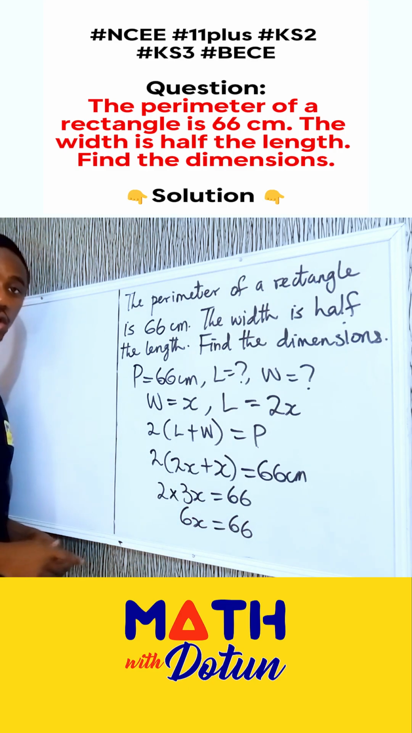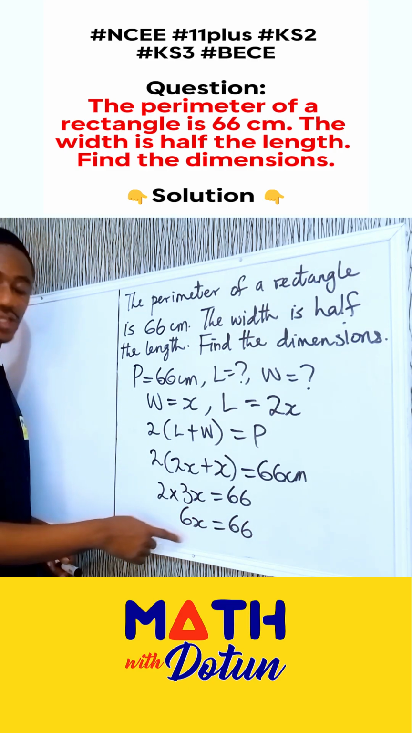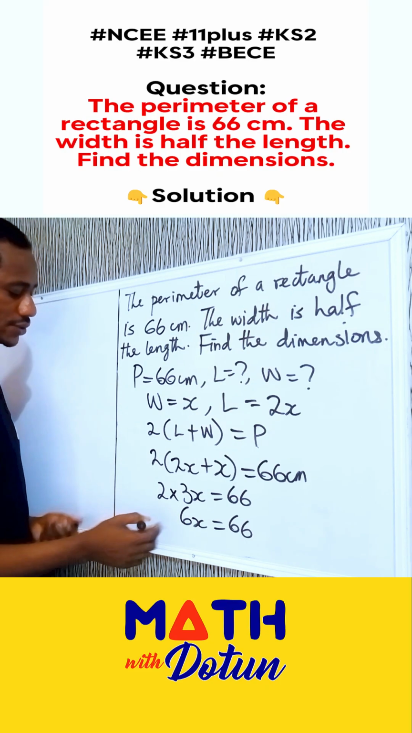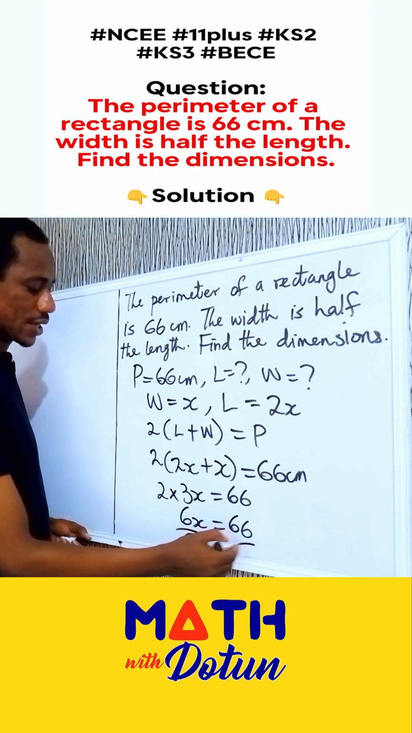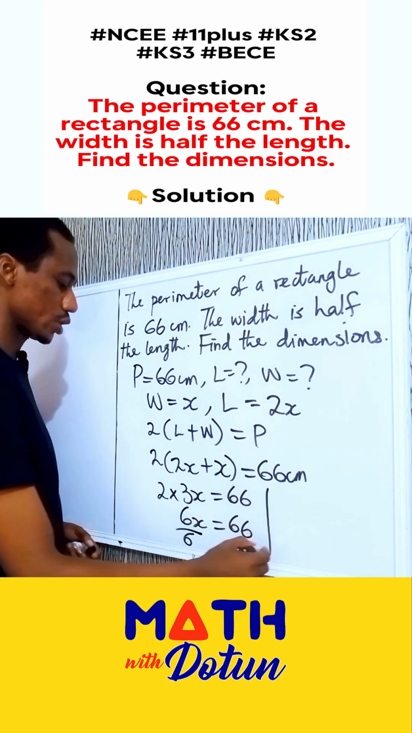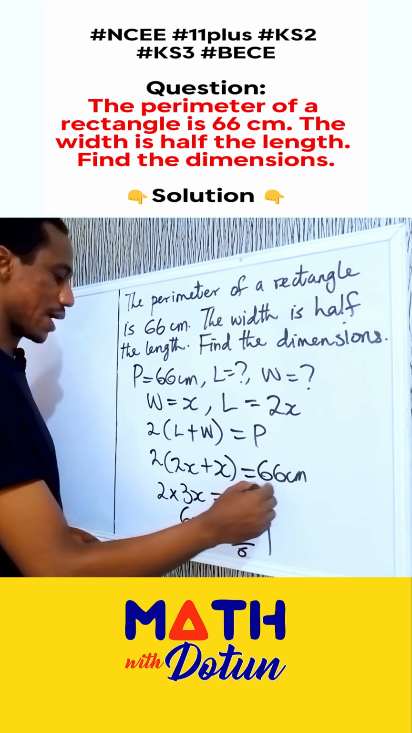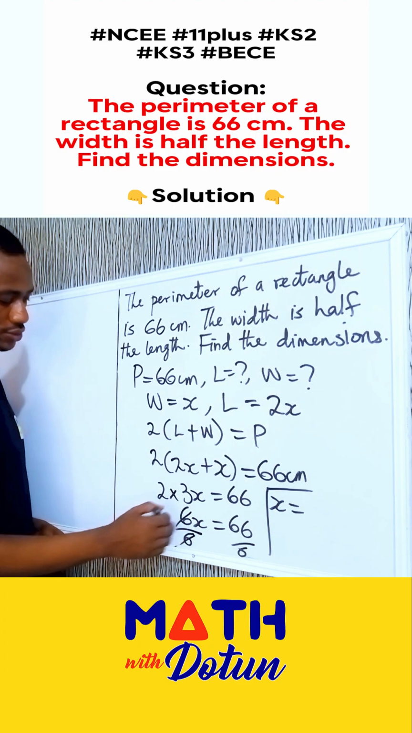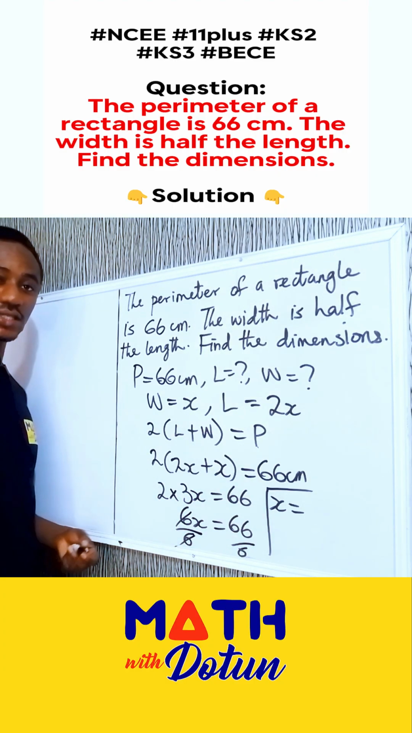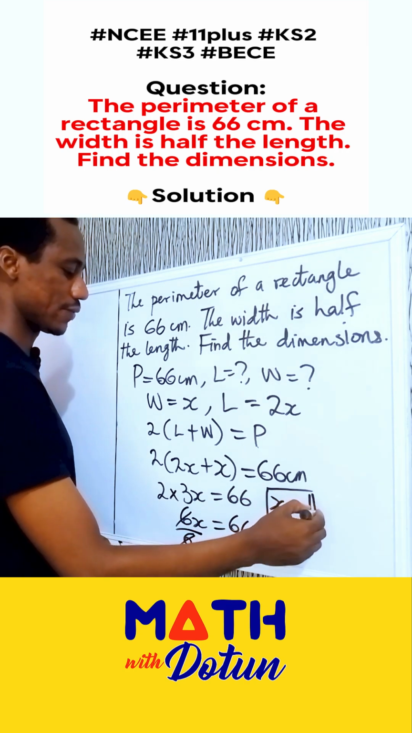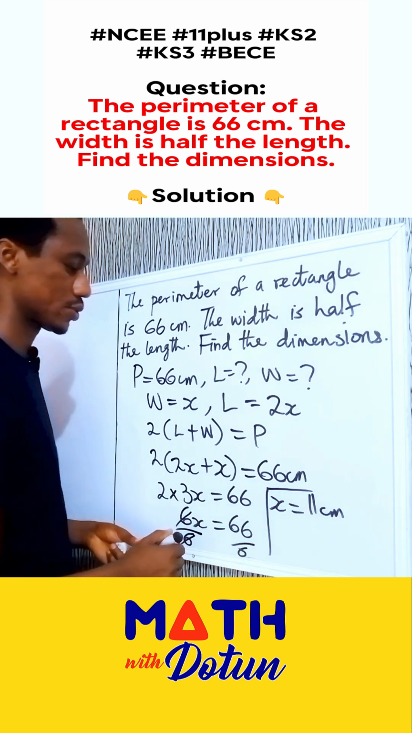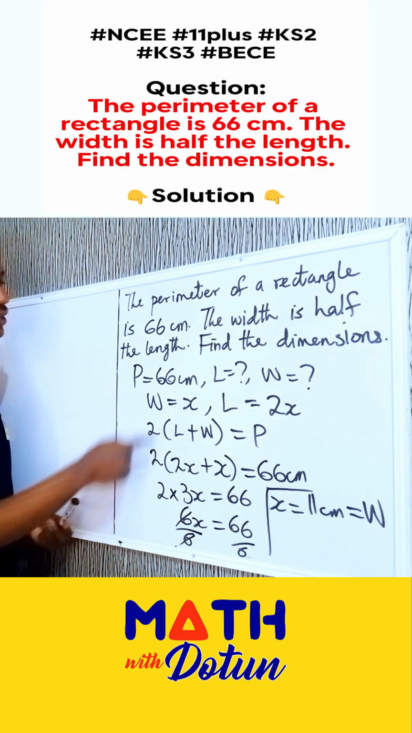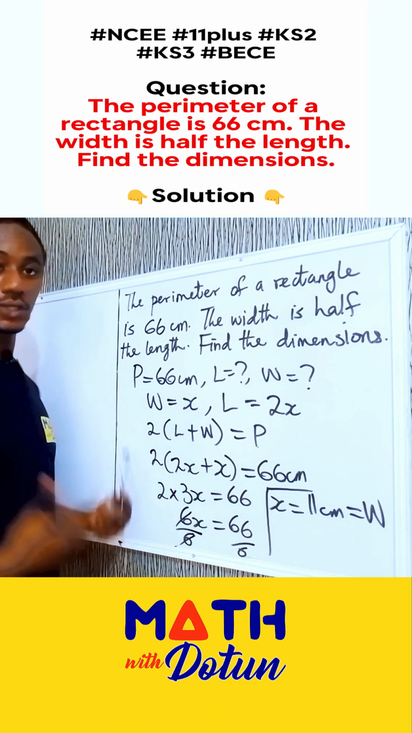So at this point, what do we do? We divide both sides by the coefficient of x, so that we have 1x on this side. So let's divide this by 6 and divide by 6. Okay, so that means x equals, 6 takes 6, you have only x, and then 66 divided by 6, that is 11. All right, centimeters. So that's the width. The width is x, which is 11 centimeters.